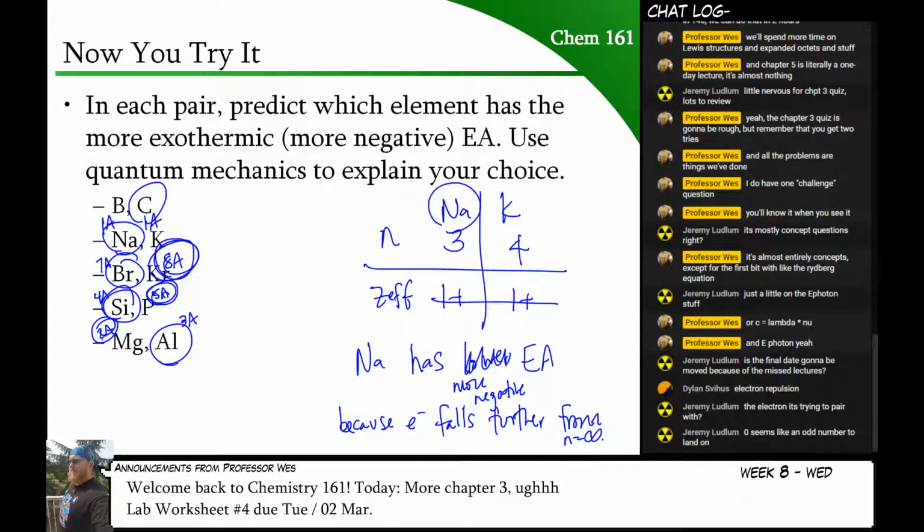So your job for electron affinity really is to remember, how does n affect it? How does Z effective affect it? And then what are the exceptions? 8A, 5A, and 2A. And can you explain those exceptions? If you can, you're in great shape. All right. Are there any questions about electron affinity before we go on to the next thing? How much time do we have anyway? Oh, we have 10 minutes. Okay.